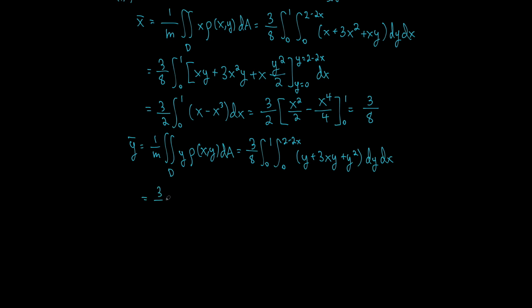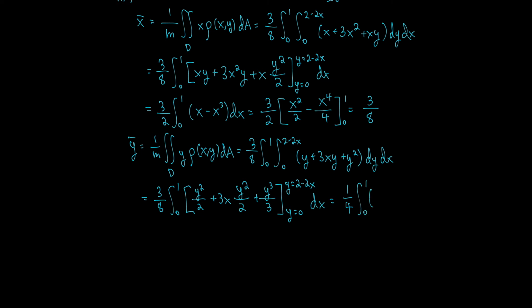and that's 3/8 times the integral from 0 to 1 of y squared over 2 plus 3x times y squared over 2 plus y cubed over 3 from y equals 0 to y equals 2 minus 2x, which is 1/4 times the integral from 0 to 1 of 7 minus 9x minus 3x squared plus 5x cubed dx.